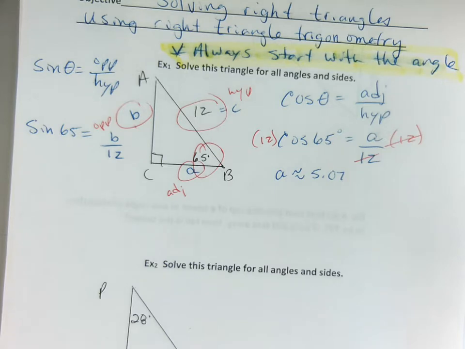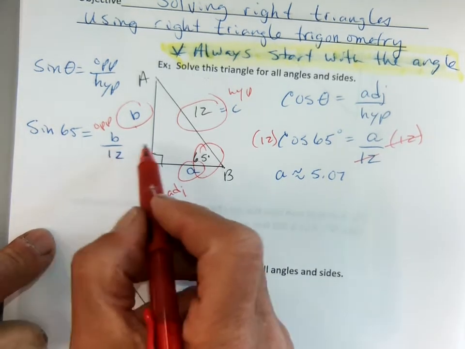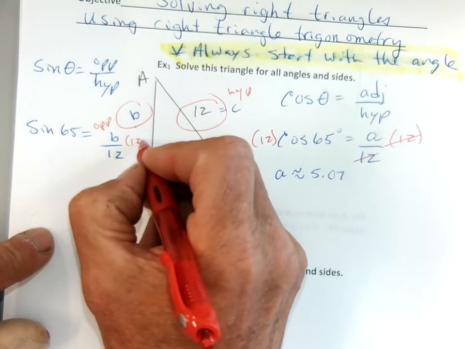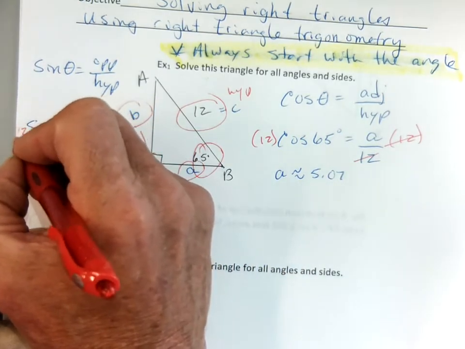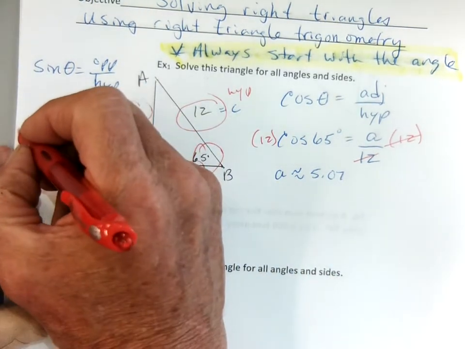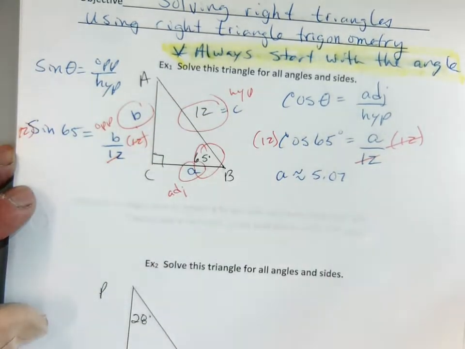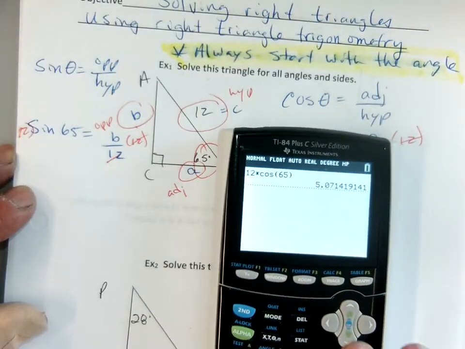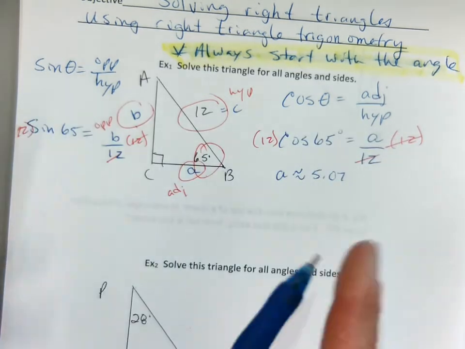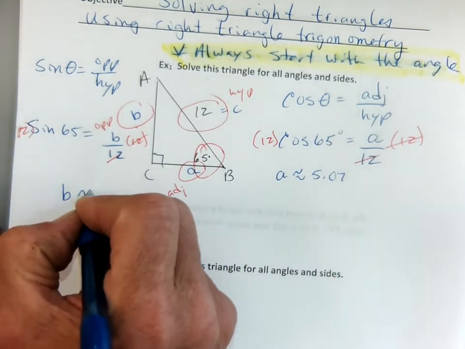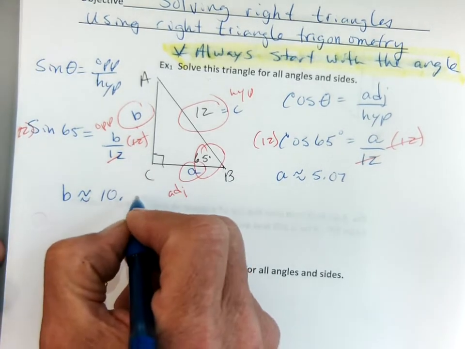Same thing on solving. I want to solve for b. It's divide by 12, so I'll do the opposite. I'll times this by 12, and I'll just use my calculator. 12 times the sine of 65 is about 10.87, about 10.9. I'll round it up to 10.9, okay? So side b is approximately 10.9.